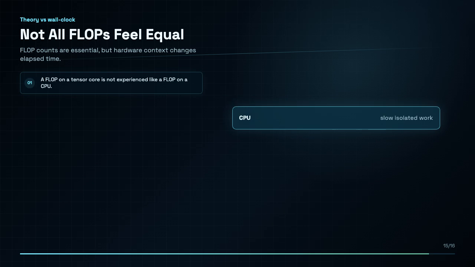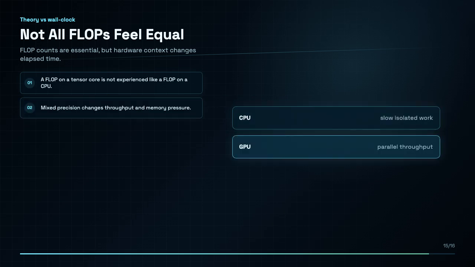This means wall clock time doesn't always correlate perfectly with flop count. Two models with the same flop count might take different amounts of time to train if their operations have different hardware characteristics. This is why benchmarking on real hardware is important, even when theoretical flop counts are available.